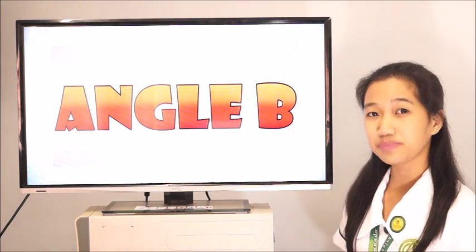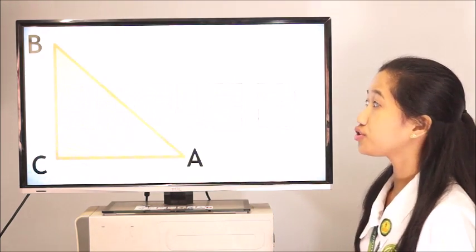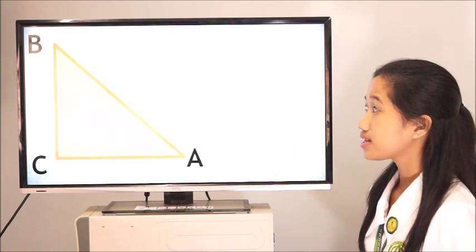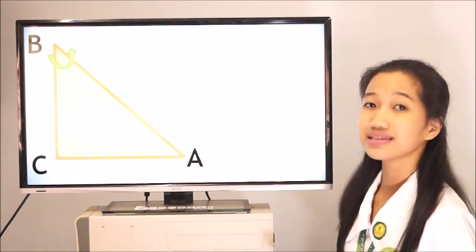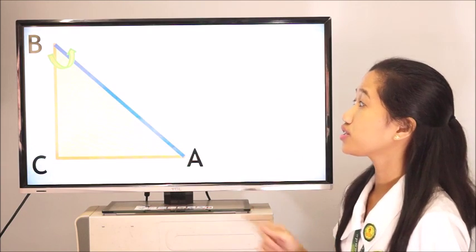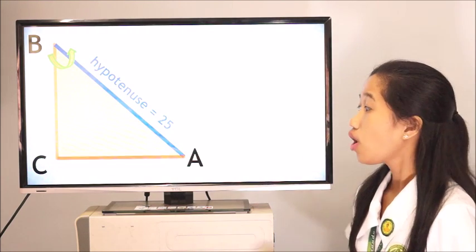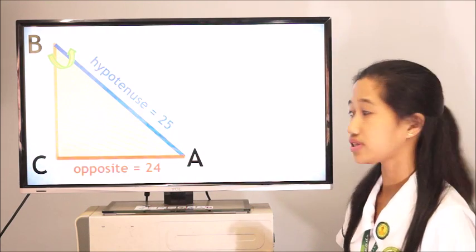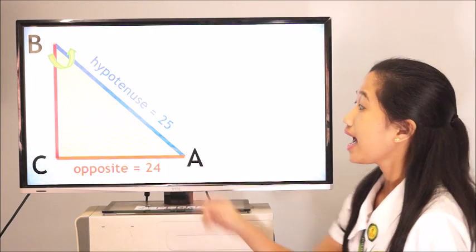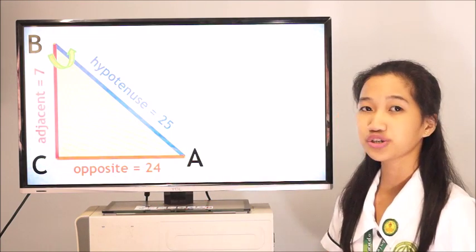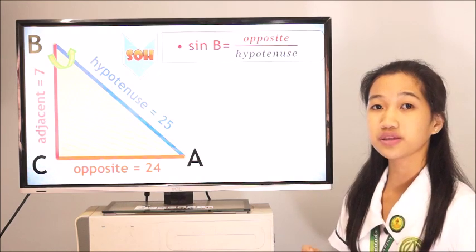How about angle B? We are going to do the same process. Here the basis is angle B. The hypotenuse will remain as 25. This will now be the opposite, which measures 24, and this is our adjacent, which measures 7. So just repeat the process.